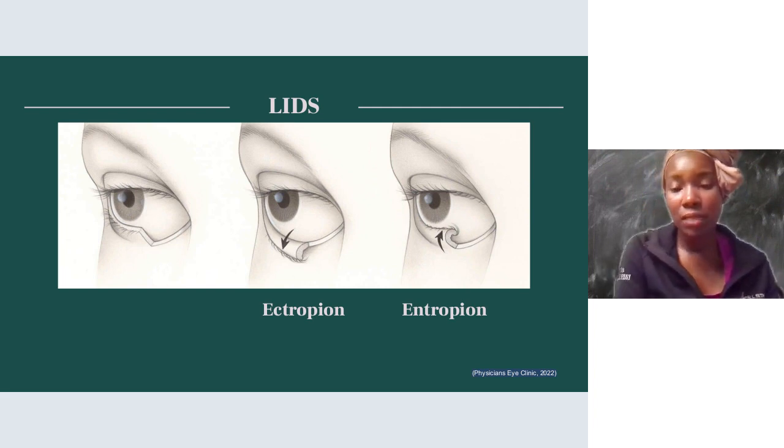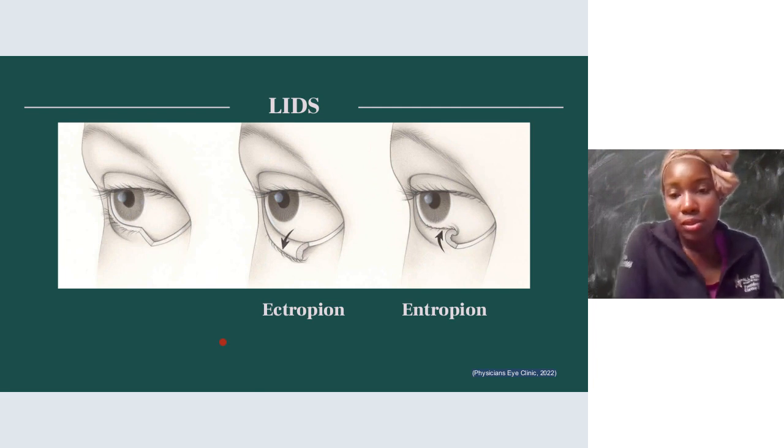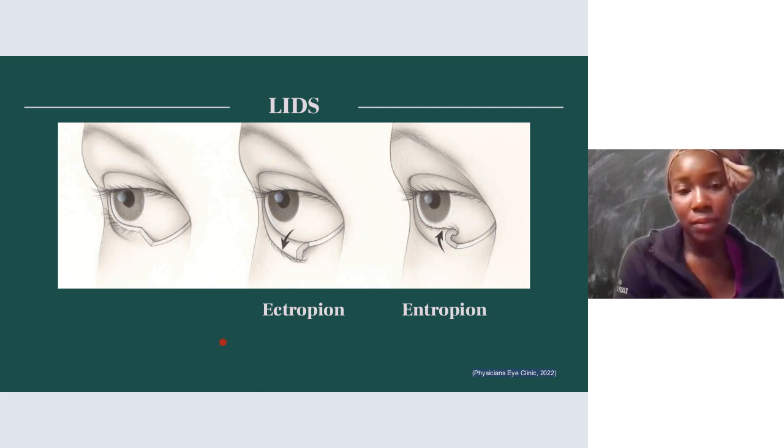And there are a lot of issues that can result from that. So when you think about ectropion, what are some issues that you think might occur? So that's your eyelids going out. Your eyelashes are turning outwards. Trichiasis? Oh, sorry, that's with entropion.